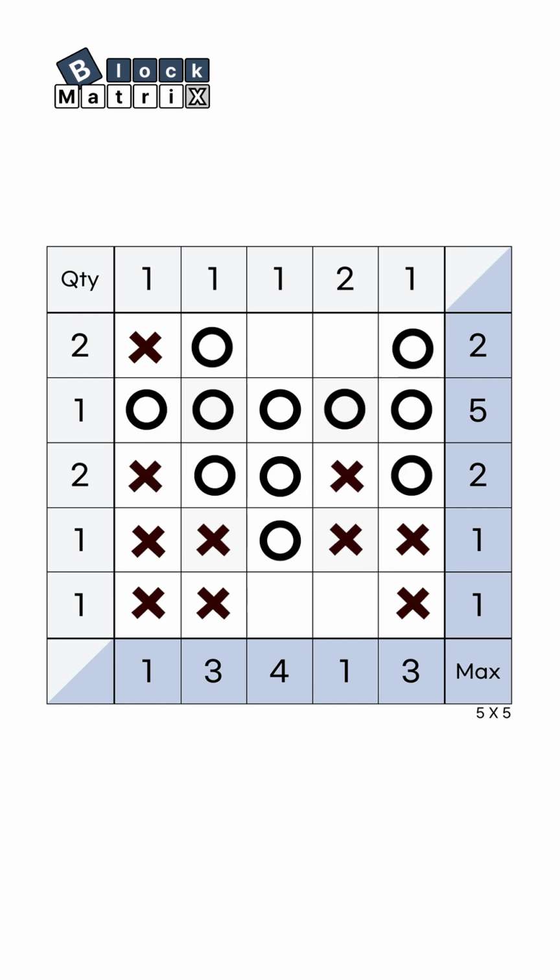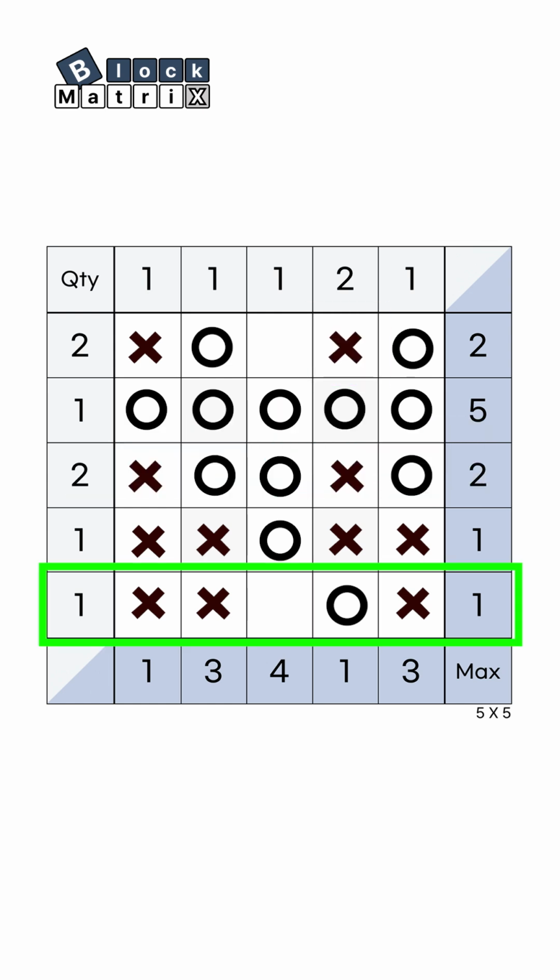Step 8. Now, let's check the 4th column. The quantity is 2 and the max is 1. Since one O is already placed, to keep the max as 1, fill the lower empty cell with O. Fill the remaining cells with X.